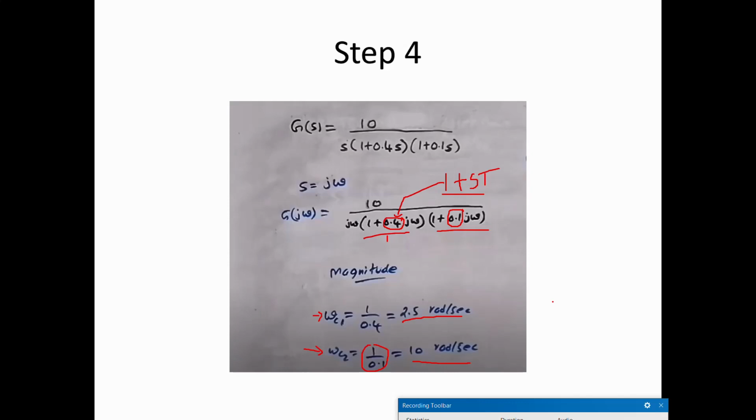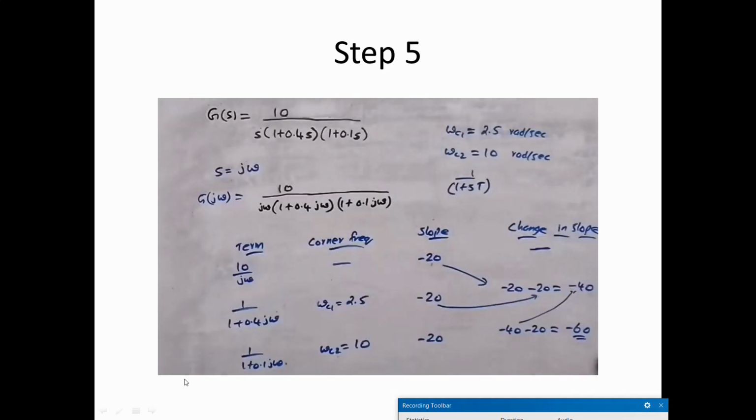So after taking the corner frequency, we need to plot a table, which will have the term in the first column, then the second column has corner frequency, the third column has slope, and the fourth column has change in slope. So what is the first term in this? The first term in this is 10 divided by j omega. That I have put over here. What is the second term? It is 1 plus 0.4 j omega. What is the third term? It is 1 plus 0.1 j omega.